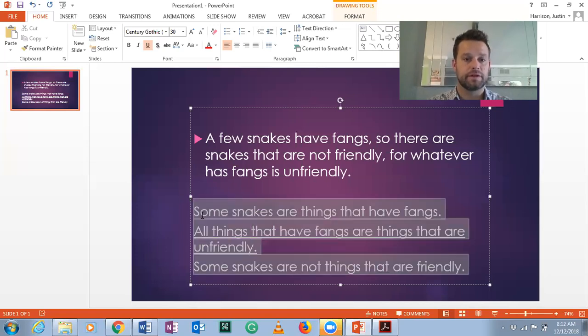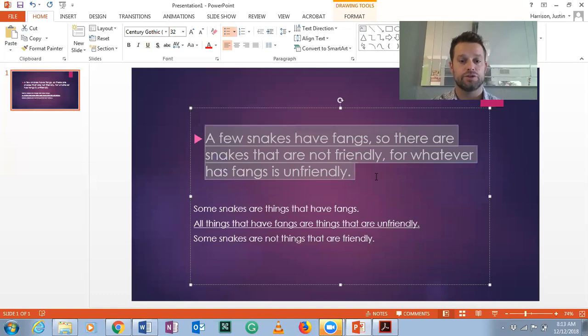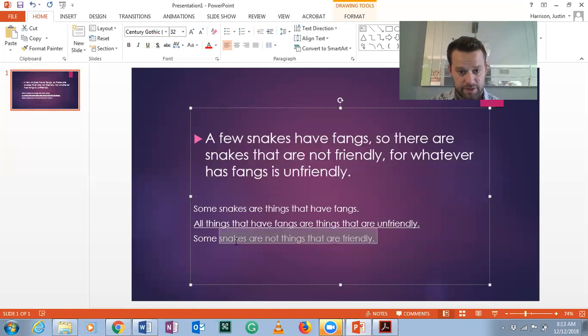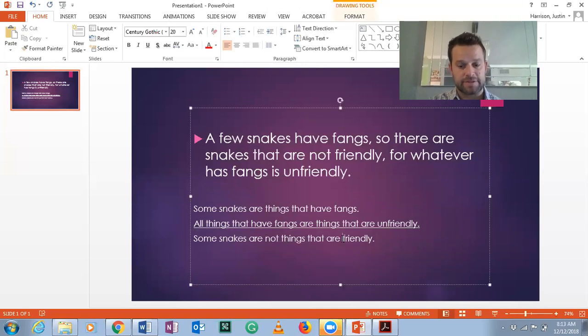Shrink this a little bit to get it on one line. So if I give you this and I say, what is the conclusion in standard form? You would say, some snakes are not things that are friendly, or something like that. And remember, if you just say some snakes are not friendly, that is not standard form, because you need to have a subject or a predicate class, a noun, a group of nouns.